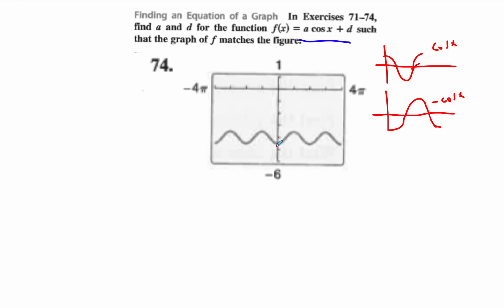So it looks like I'm starting at a low point and going high, which means I'm going to have a reflected cosine, so it's going to be y equals the opposite. What is the amplitude? So here's where we need to read our scale.